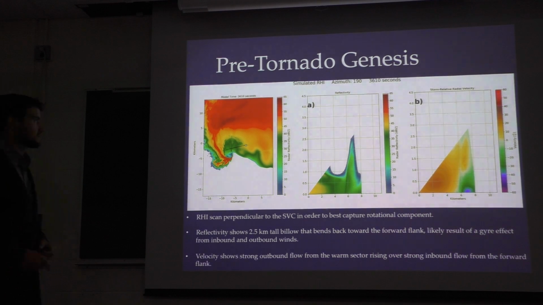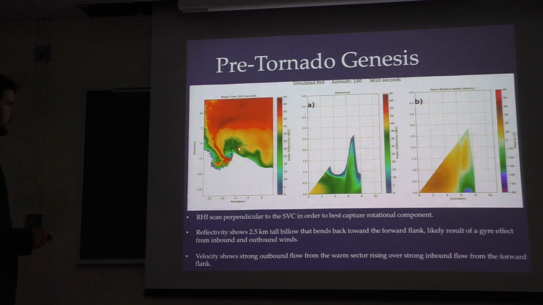So this is an RHI scan of pre-tornado genesis. This image shows, so the white dot is where the radar is, the black is the radar beam. So it's here and it's pointing to the left across the forward flank downdraft boundary. This is a reflectivity image. If you notice, there's this big billow here.